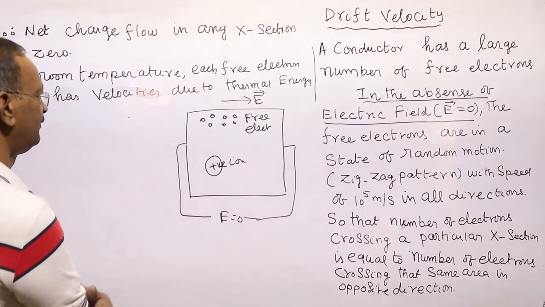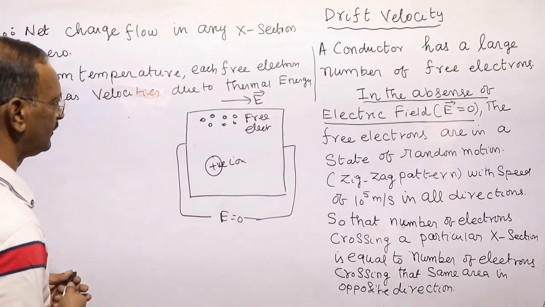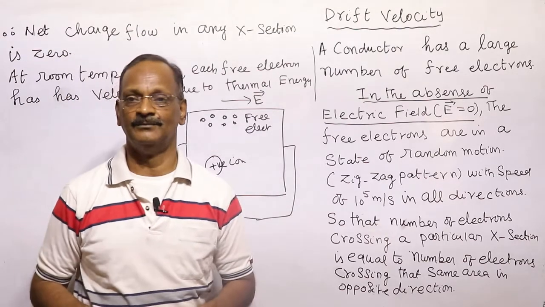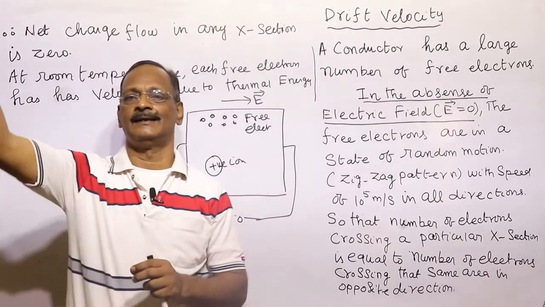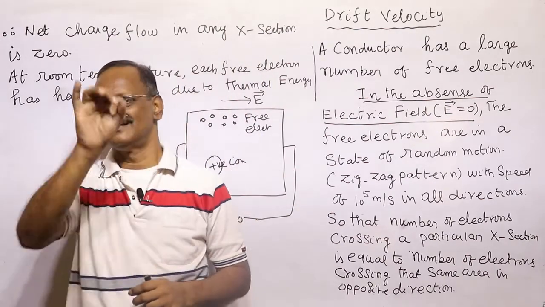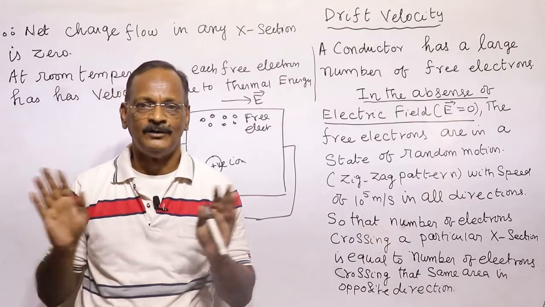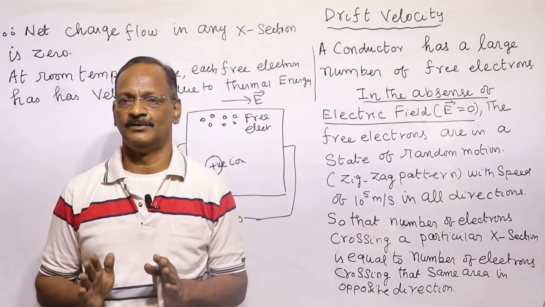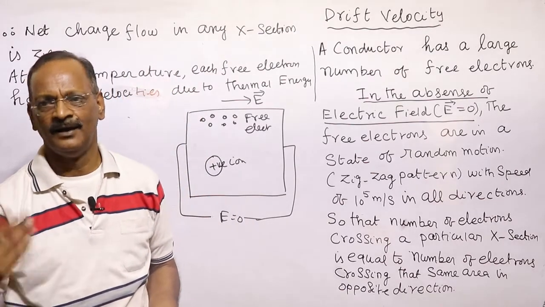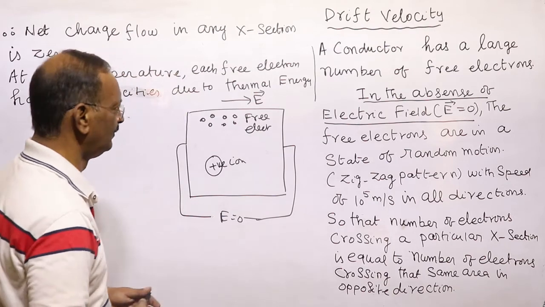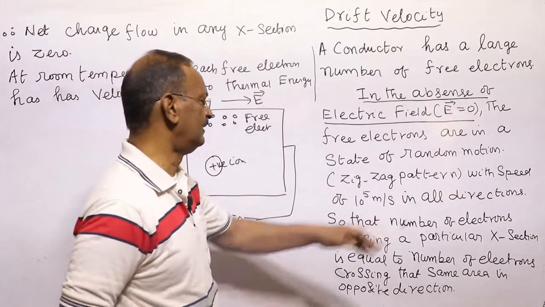In the absence of electric field, the free electrons are in the state of random motion. The free electrons are available here. They will move in any direction, random direction, zigzag pattern. So they don't have any fixed direction for motion. It will move in a random fashion, in any direction, no preferred direction. So these free electrons are in the state of random motion.